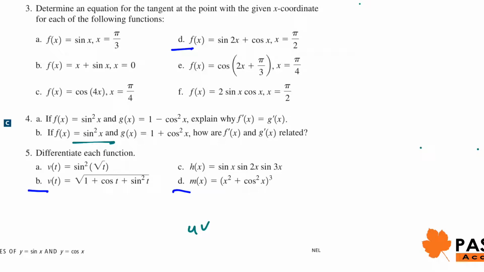One more time, derivative of product of two functions is derivative of first function times second function itself plus derivative of second function times first function itself.